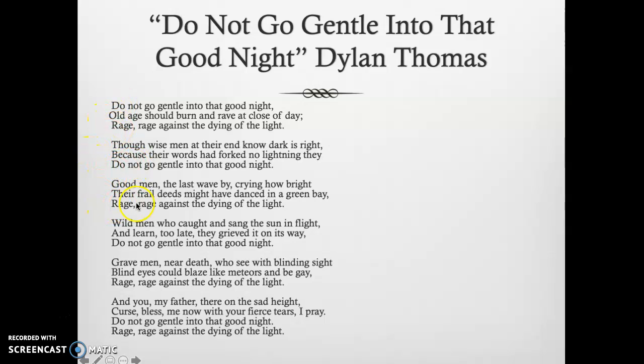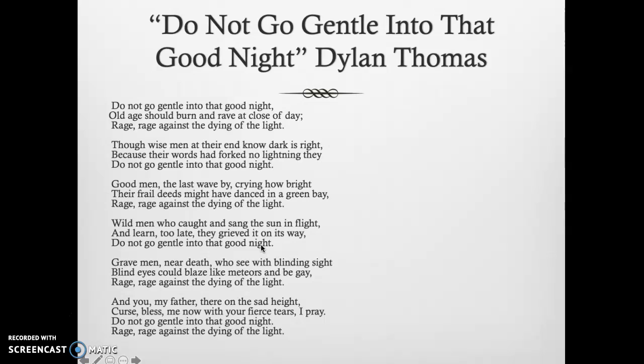Do not go, rage, rage, do not go, rage, rage. And then they're here at the end beside each other. Do not go, rage, rage. Okay? And then you can also take a look at the different rhyme schemes. You see how it's A, B, A, A, B, A, A, B, A, A, B, A.